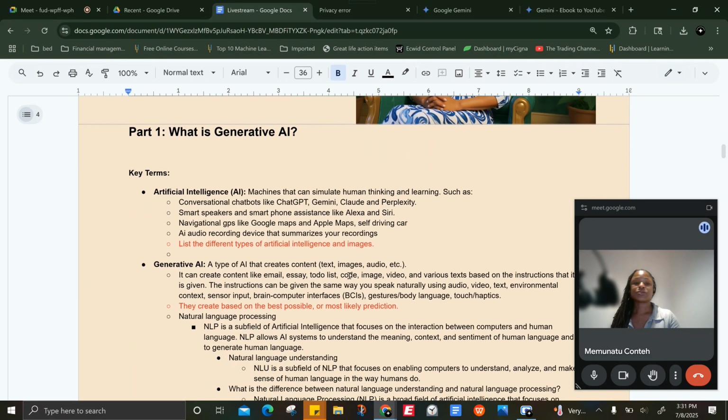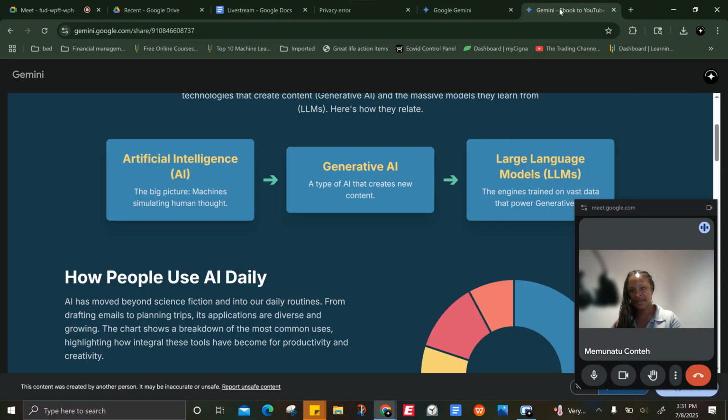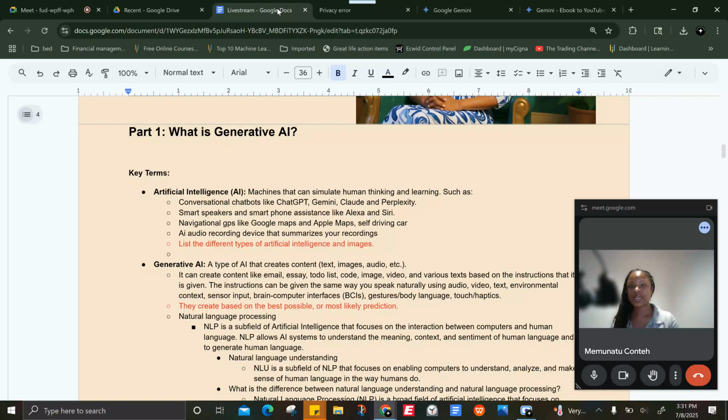So, what exactly is generative AI? Generative AI is the ability for artificial intelligence to create new content. But before I get to that, we'll just talk quickly about what artificial intelligence itself actually is.